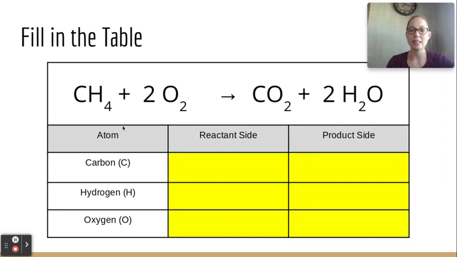So what I would like you guys to do is pause the video here and fill this out. Then when you're ready, you can come back and we'll go over the answers together. You are going to look at how many carbons you have from the reactant side and the product side. Remember, when we write out a chemical equation, the reactants are always on the left side of the arrow, and the products are always on the right side of the arrow. So how many carbons, hydrogens, and oxygens do you have on our reactant side and our product side?